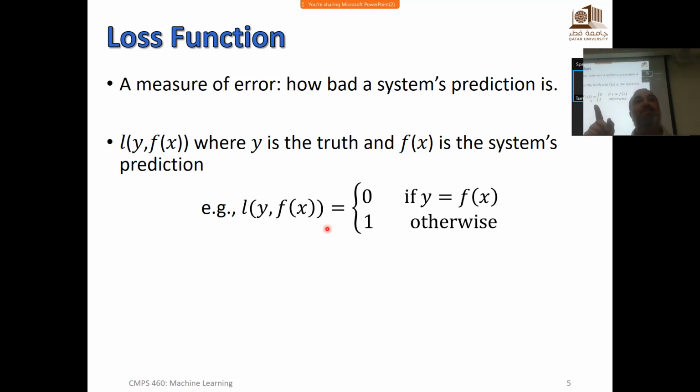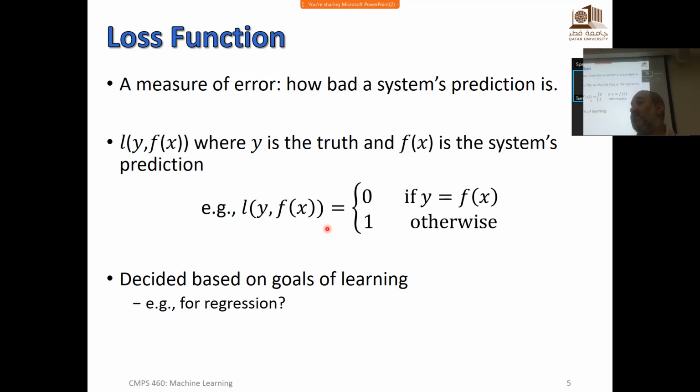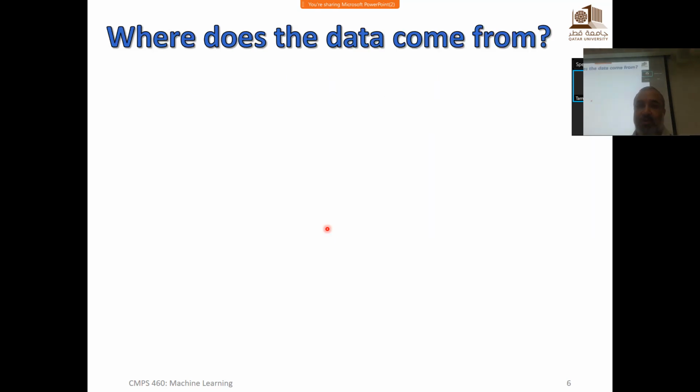So we'll talk about good loss functions for regression. You can think of it, of course, but we'll talk about it later. But keep in mind that the choice of the loss function is very important, and it depends on the type of learning, the goal of learning. What are we learning? And how do we want to model how far our predictions are from the actual true labels? Okay, clear? So that was the first one.